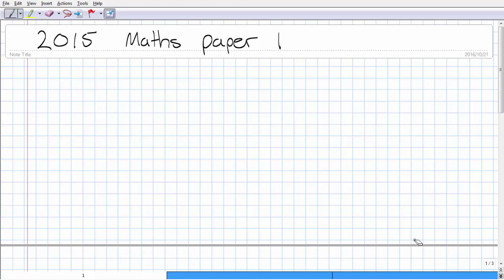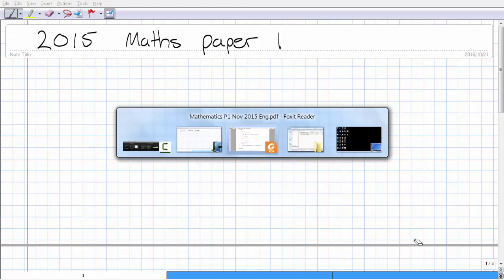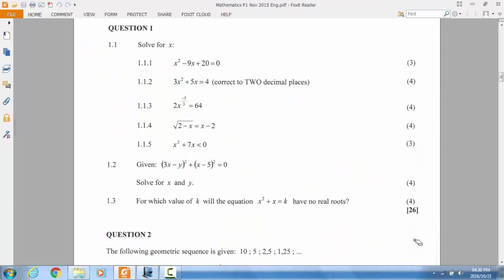So looking at question 1, the nice thing with the matric maths papers, in fact with almost all the matric papers, is that they follow a standard format. Question 1, for example, says solve for x, and then we have a standard trinomial. It's a slightly more difficult trinomial, but that's not a problem. We have something to do with a square, we have a number line, we have simultaneous equations, and then we have a roots thing over there.